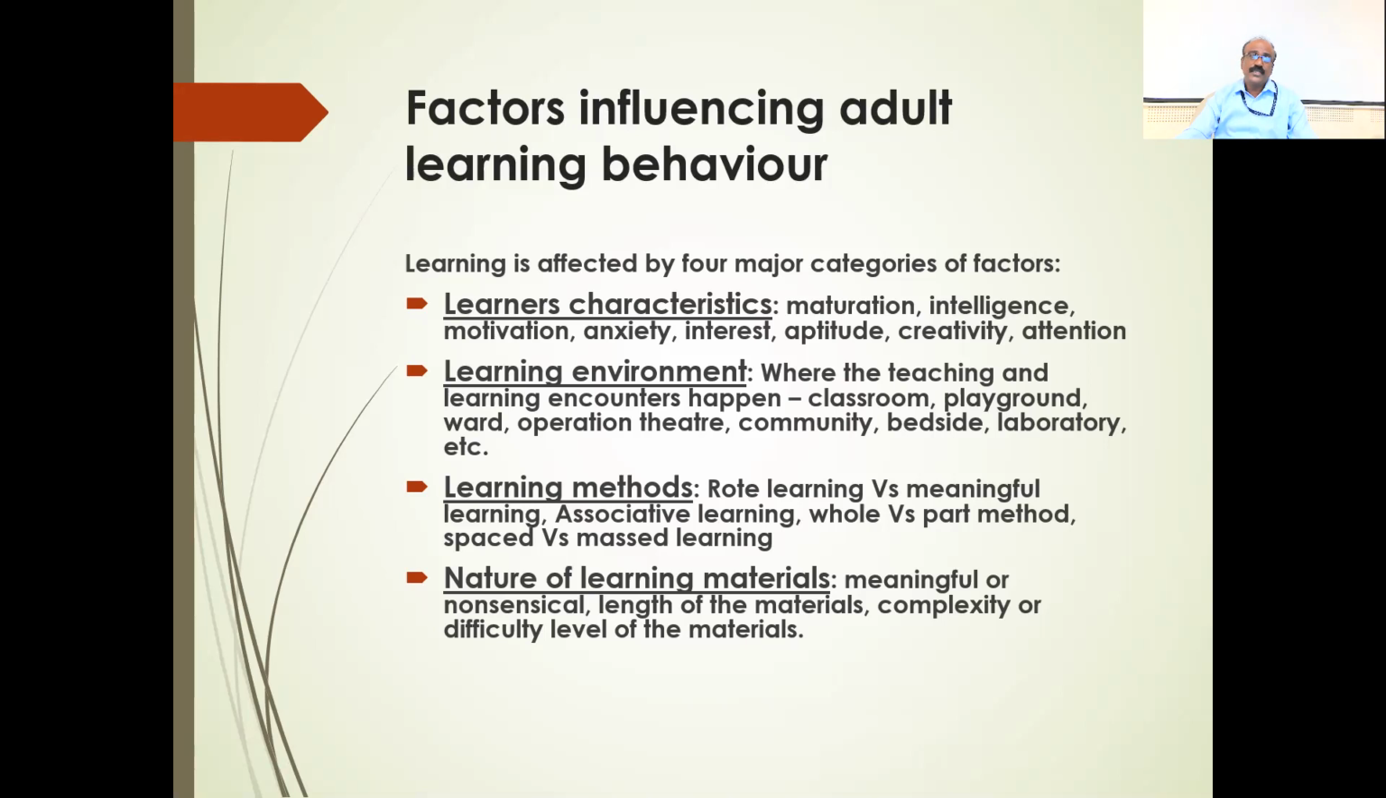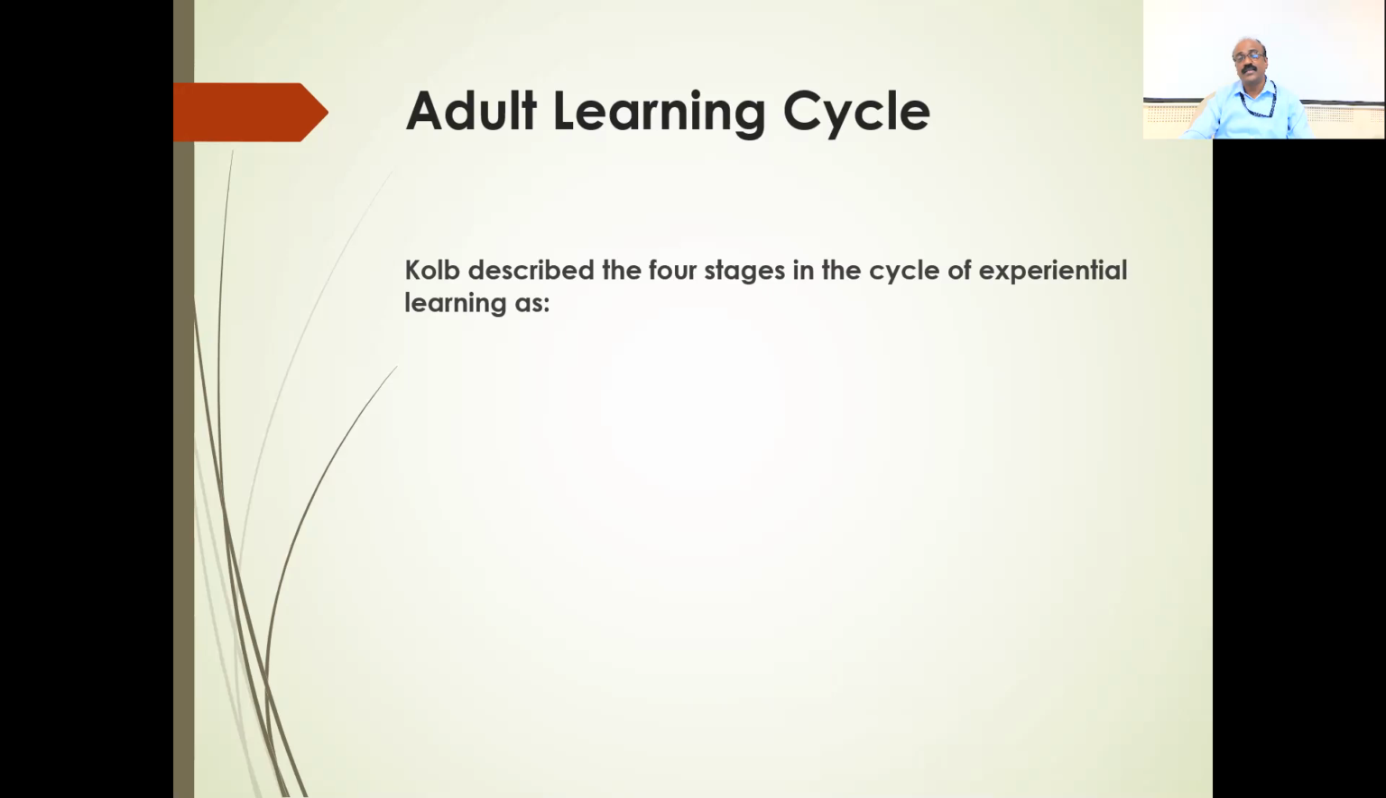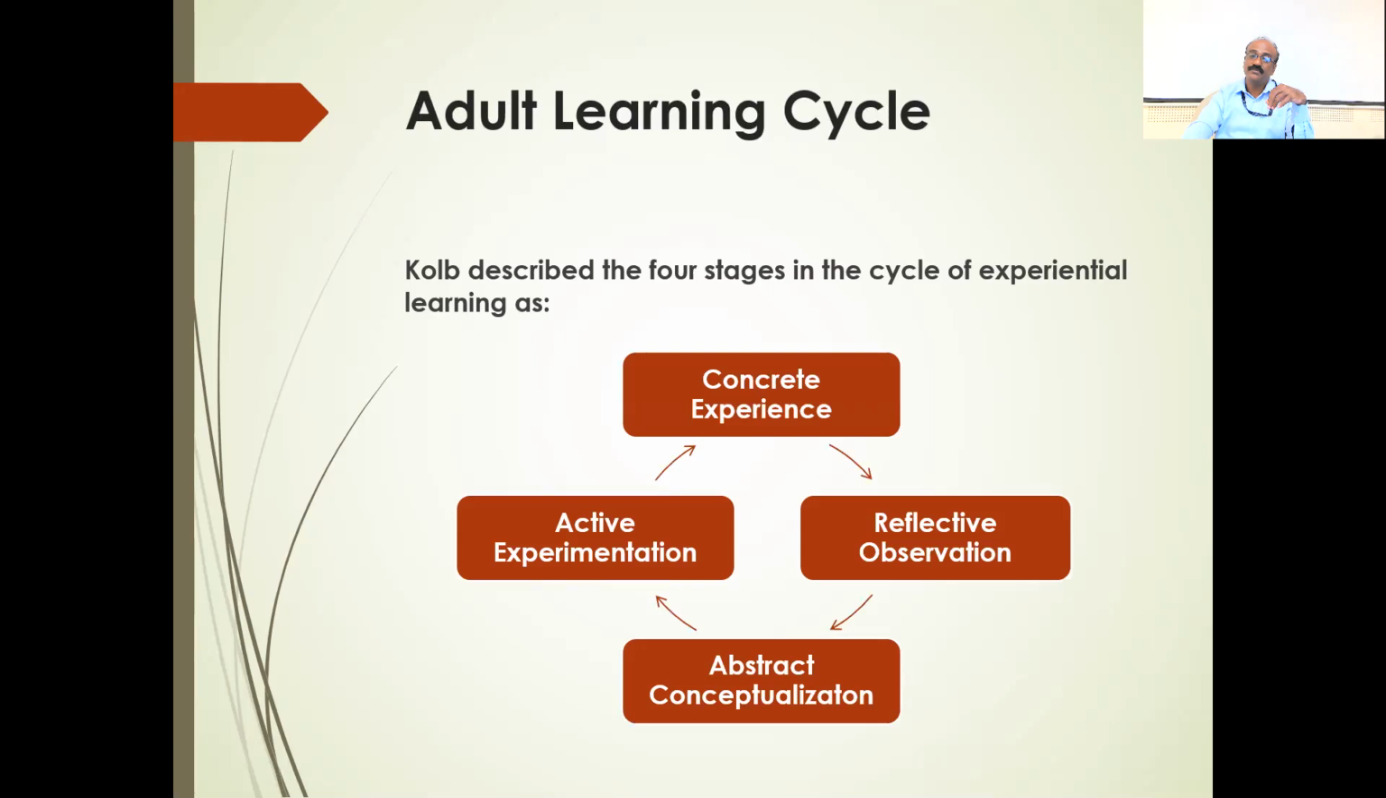Now, the next thing we need to understand is that every process, every phenomenon has a cycle, isn't it? So here also adult learning has a cycle. Here I'm going to show you the adult learning cycle described by Kolb. Kolb has described the adult learning cycle in four stages, which he describes as experiential learning.